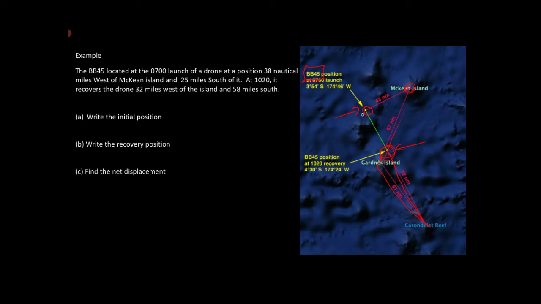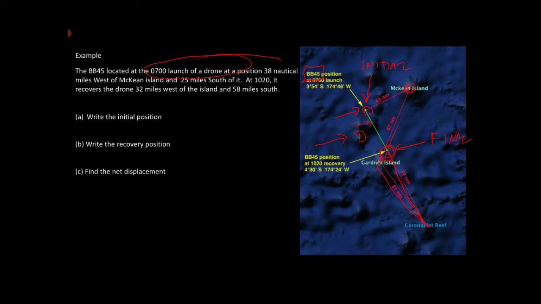So we want to figure out here how far, or the displacement from here to here, the vector displacement, d, of the BB-45. So to do that, we're going to first find the initial position. We'll find that from the problem statement. Then we'll find the final position, again from the problem statement, and then we'll use a little bit of vector math to find d.